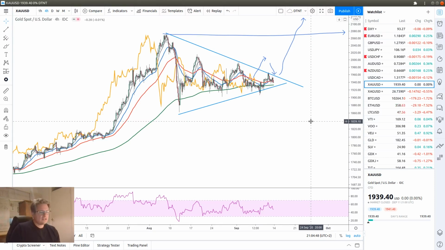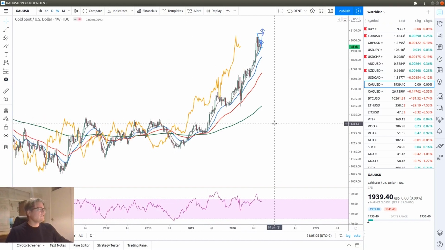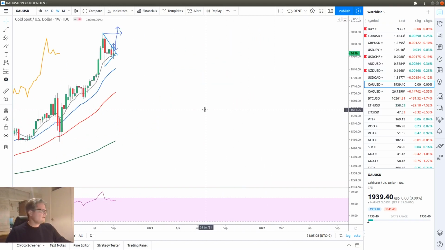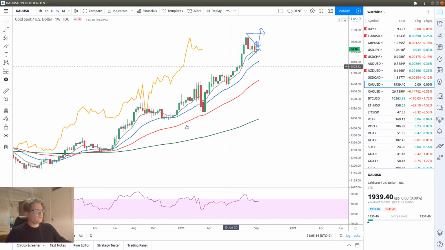So quickly looking at gold and silver, we're still in this triangle squeezing formation, and I'm still expecting it to break out to the upside, basically due to the fundamentals, all the money printing going on. So I'm extremely bullish long term on precious metals and cryptocurrencies, and the chart here confirms it. This is a very strong bullish chart for silver.